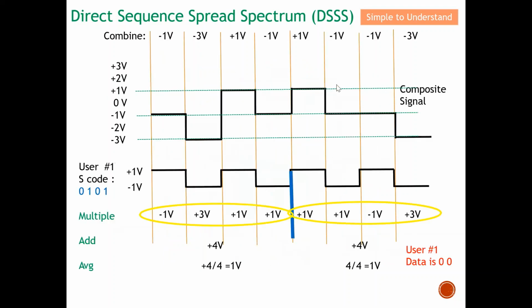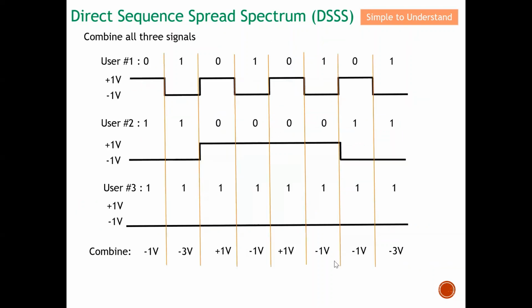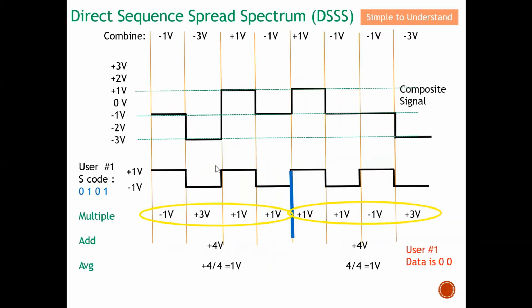Next, this will be the composite signal that will be sent in the air. Okay, so this waveform is actually what I have obtained from this outcome here. So this is -1, -3, +1. So you can see from here, -1, -3, +1, -1, +1, minus, minus, and then -3. Can you see here? So now I'm going to show it to you.